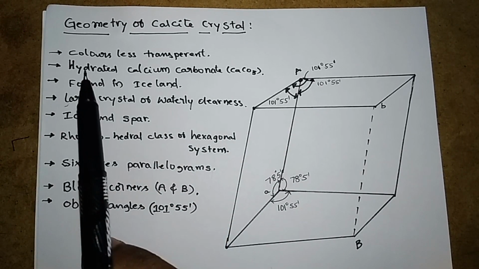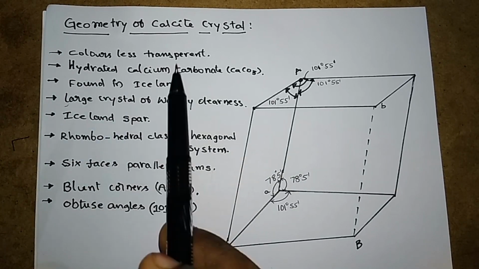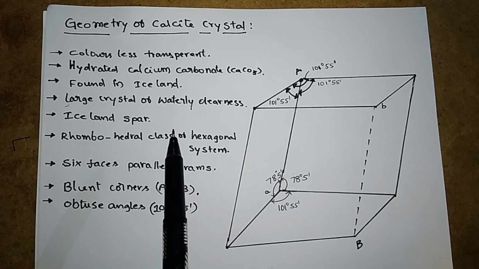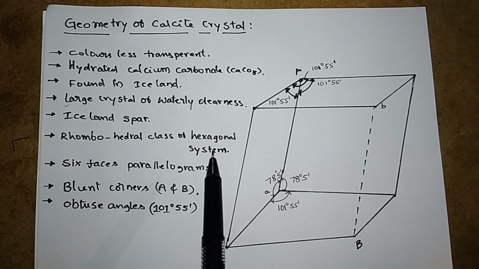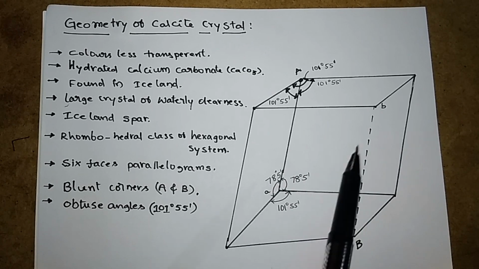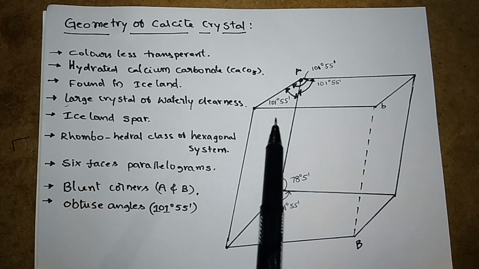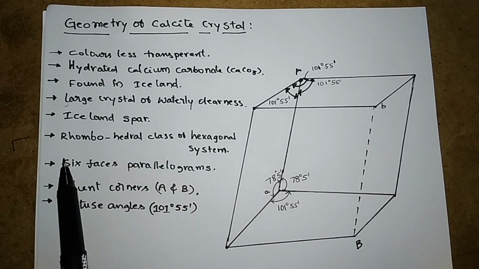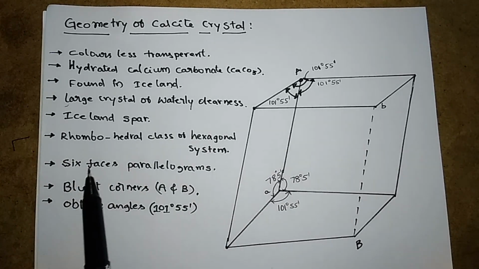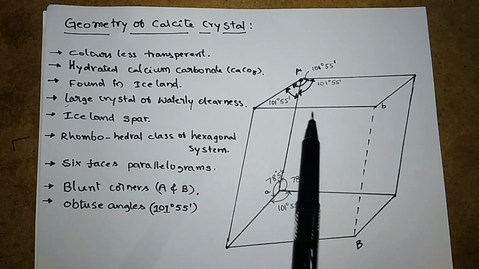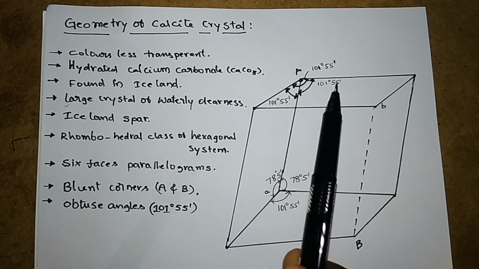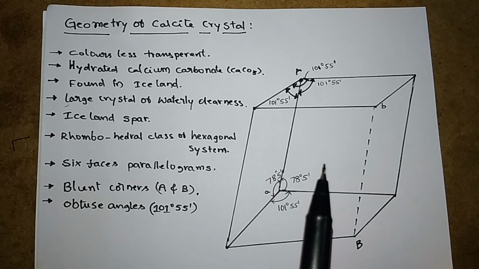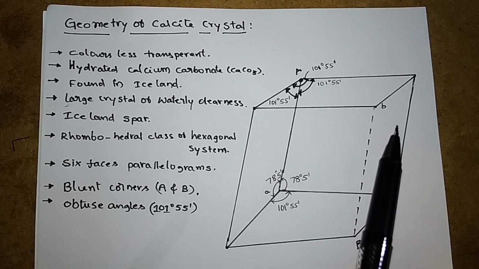Okay. We know the calcium carbonate structure is rhombohedral. In the rhombohedral structure, we have a hexagonal system. Here we have a hexagonal system in the calcite crystal. In a hexagonal system, we have six faces. Here, six faces are parallelograms. Here is one face, two, three, four. Here is the upside one, five, and backside six.